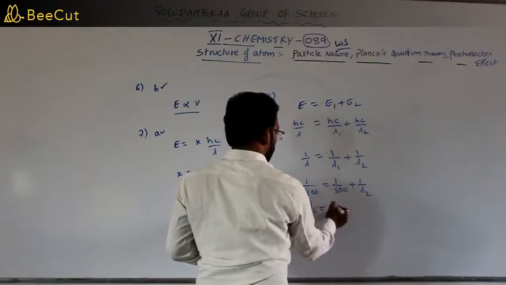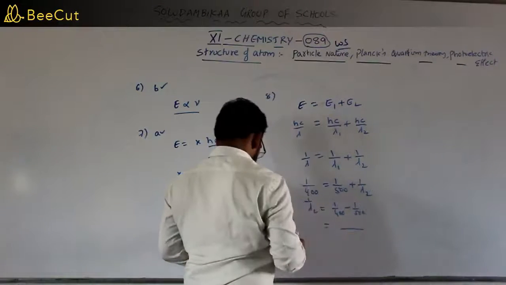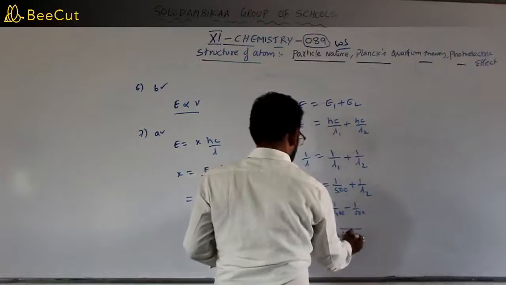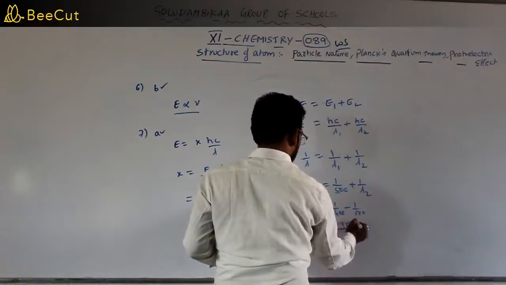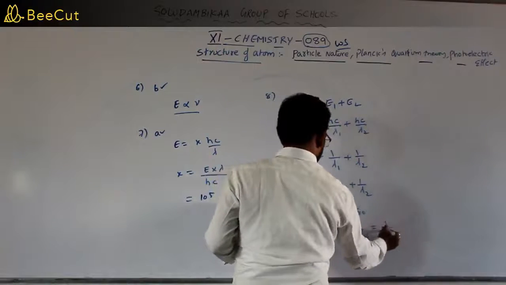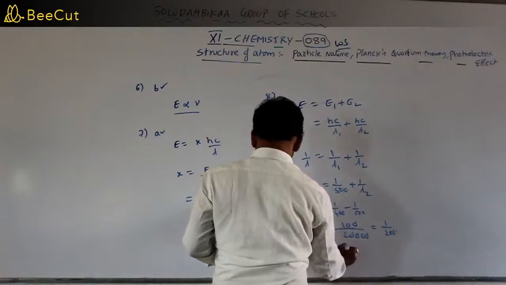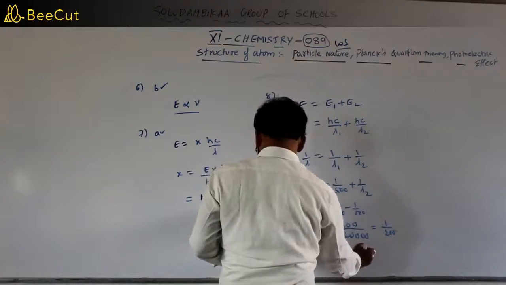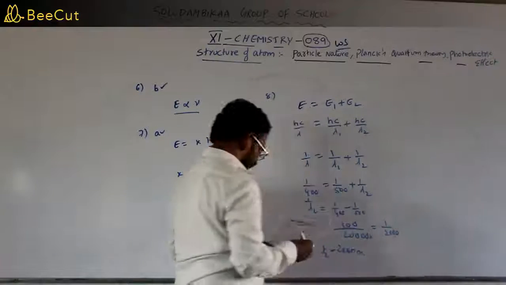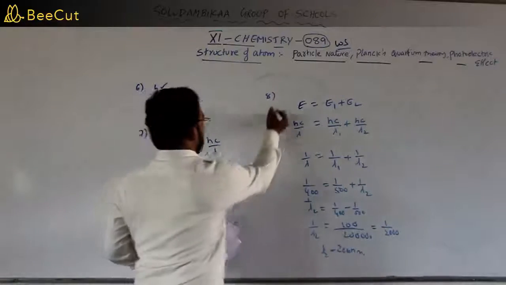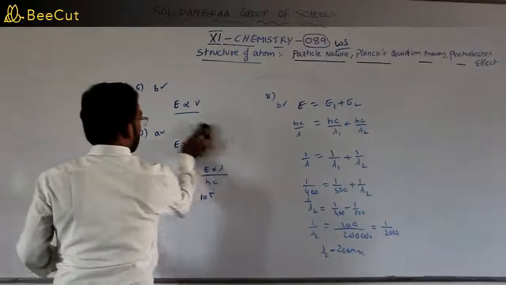1 by lambda 2 is equal to 1 by 400 minus 1 by 500. We take the LCM 2000, and we can write 5 minus 4, that is 1 by 2000. So lambda 2 is equal to 2000 nanometers. Which option is correct? Option B is correct. Now question number 9.